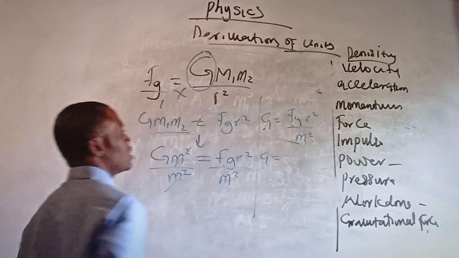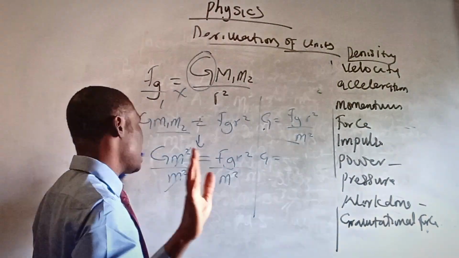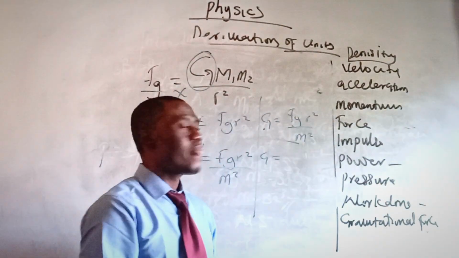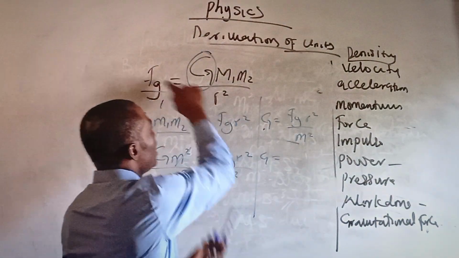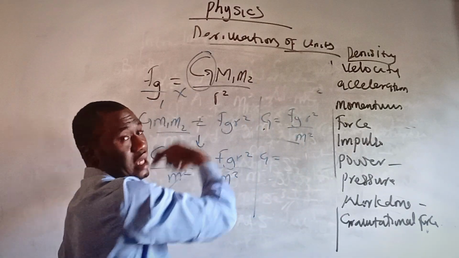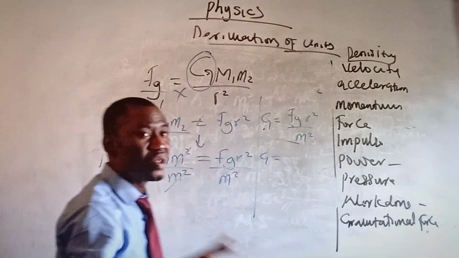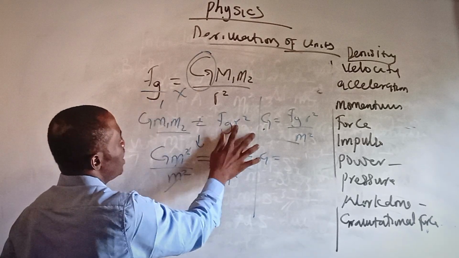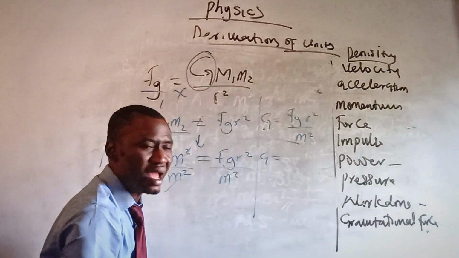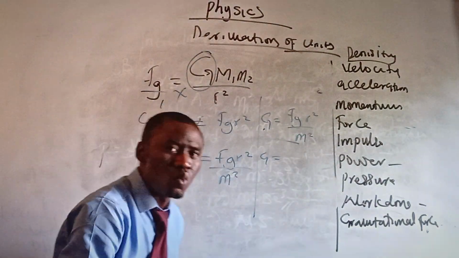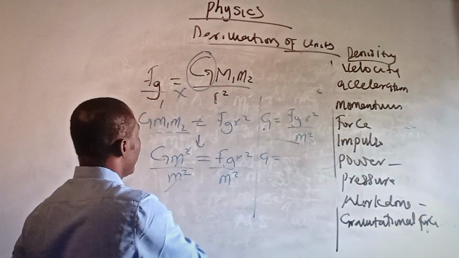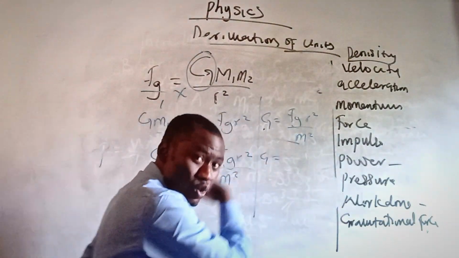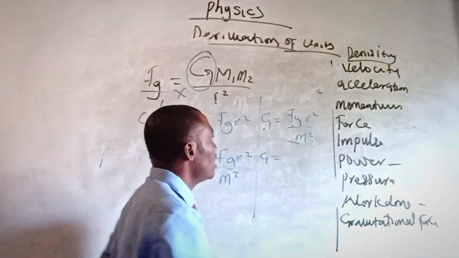Do you understand what I'm doing? Let me take that again. We're trying to make the gravitational constant the subject of the formula. We put a 1 here and cross multiply. This one will come to this side, this one will go to this side. Then M times M is M squared, and then we cancel out M squared. What we do on this side, we do on the other side, so that we can make the equation appropriate.